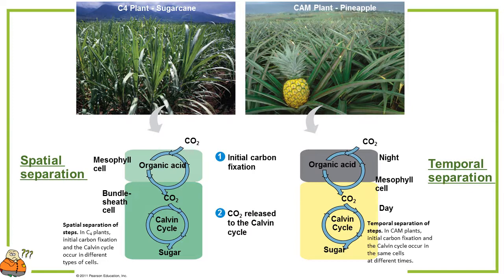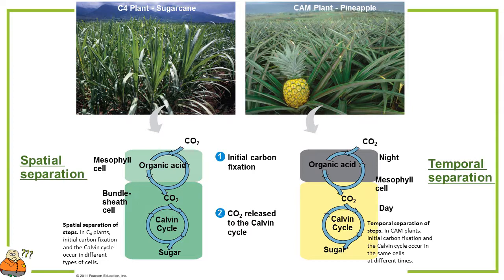Keep in mind that C4 and CAM plants eventually use the Calvin cycle to make sugar from carbon dioxide. They have an additional pathway in order to increase the concentration of carbon dioxide in the leaf. The difference is that in C4 plants, the C4 pathway is separated structurally from the Calvin cycle, whereas in CAM plants, the CAM pathway and Calvin cycle occur at separate times but within the same cell, which is the mesophyll cell.